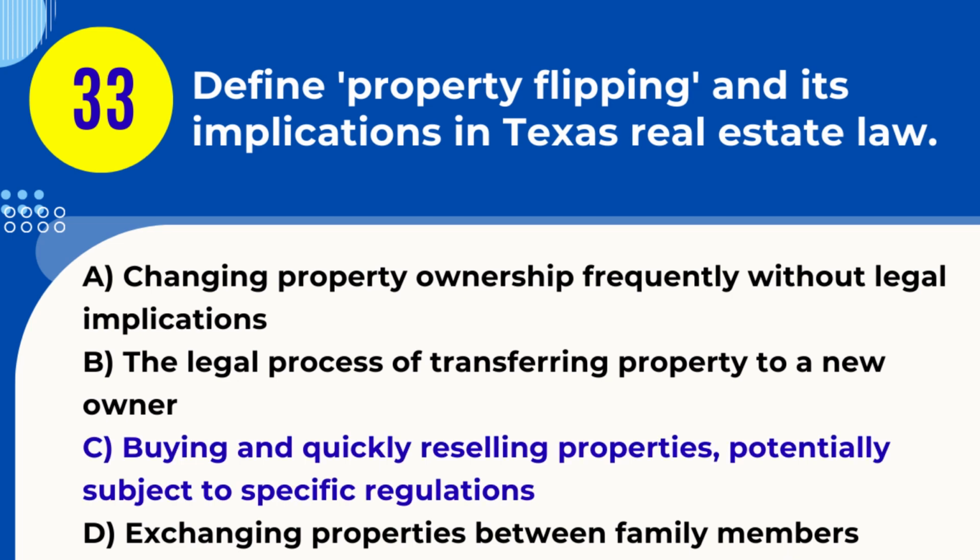Answer: C. Buying and quickly reselling properties, potentially subject to specific regulations. Explanation: Property flipping in Texas involves buying real estate and quickly reselling it for profit. While legal, it's subject to regulations to prevent fraud, such as ensuring accurate property appraisals and honest disclosures.